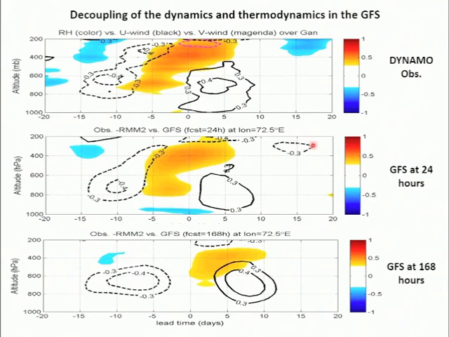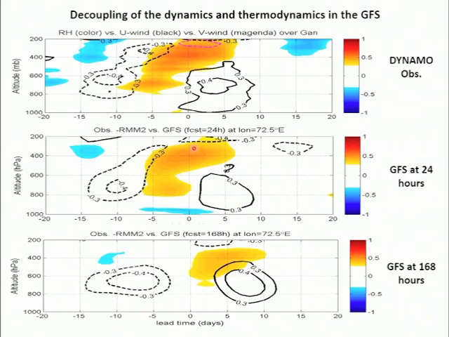Now, trying to understand reasons for that, I'm showing you again the lag correlations between relative humidity and winds and the negative RMM2. That shows what was happening over GAN as the MJO was entering the Indian Ocean. The upper panel is what we found using Dynamo observations. The central panel shows the GFS physics at 24 hours after initialization of the model, and the lower panel shows exactly the same physics at about 7 days from the initialization of the model.